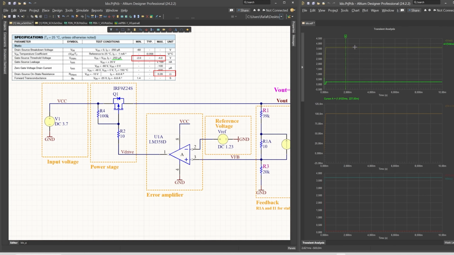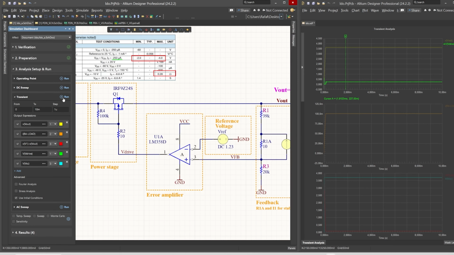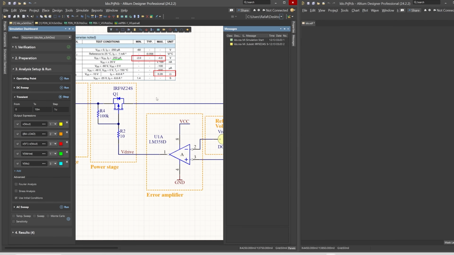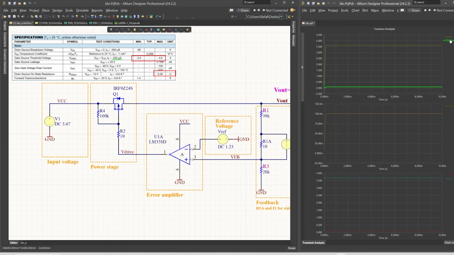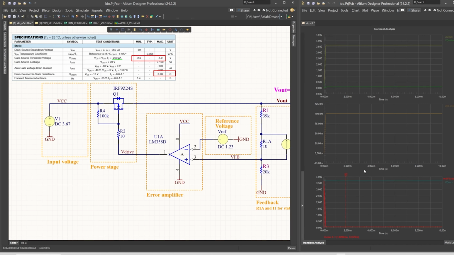Let's just see the V drive. Sure enough, 200 millivolts. So we can go a tiny bit down. Let's go 3.67. Let's run the simulation. And now we are on the edge. Because the V drive signal is as low as 81 millivolts and the output is no longer stable.